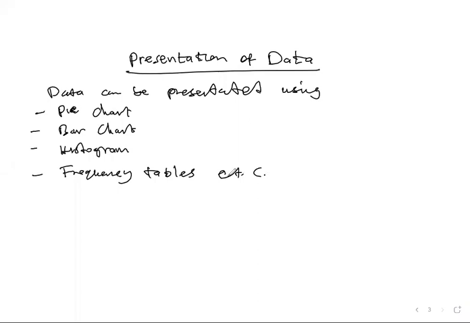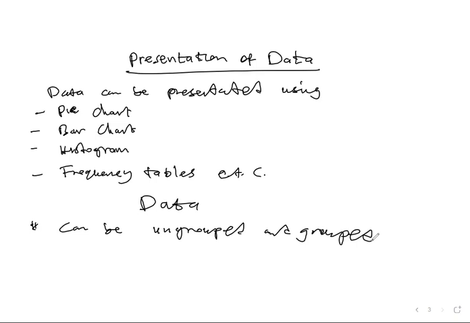And then we say data can be ungrouped and grouped. Okay, so we can now move to the next slide. We're going to discuss now how to present the data in a frequency table, cumulative frequency table.